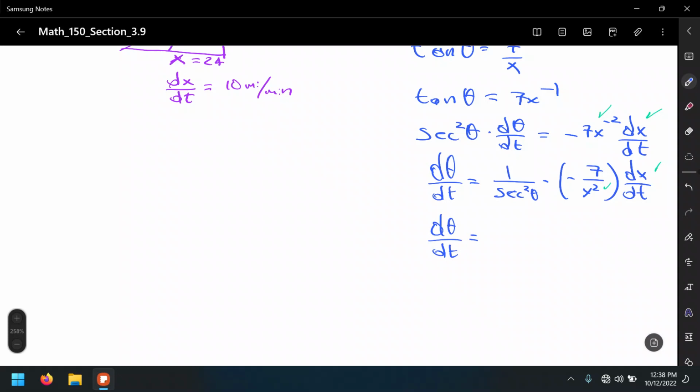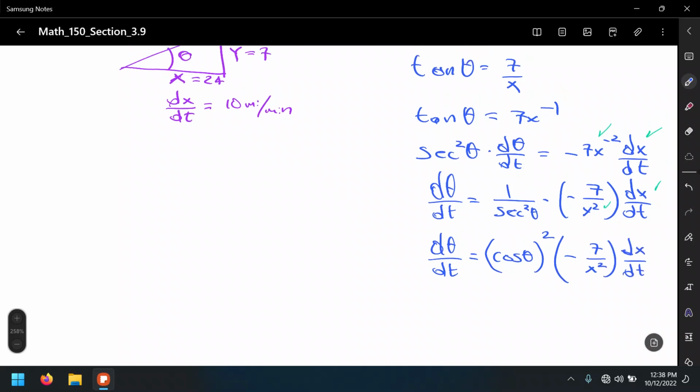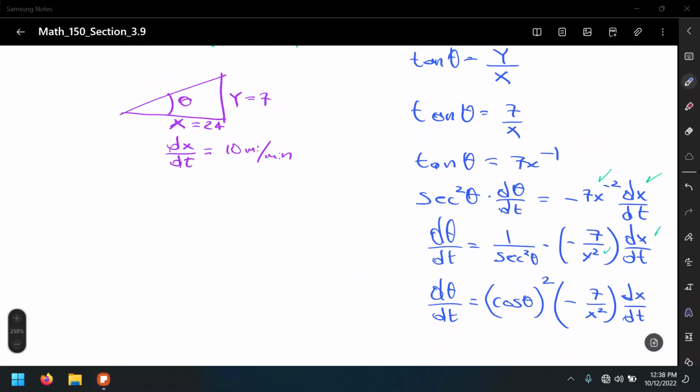What's that? Cosine. Cosine squared, right? Cosine theta, and I'm going to write it this way, quantity squared, for a reason. You'll see why. Negative 7 over x squared dx dt. Now, we can already plug in for x and dx dt, no problem. However, we need to find cosine, but that cosine we're going to get from the triangle that we set up at the moment where x equals 24.